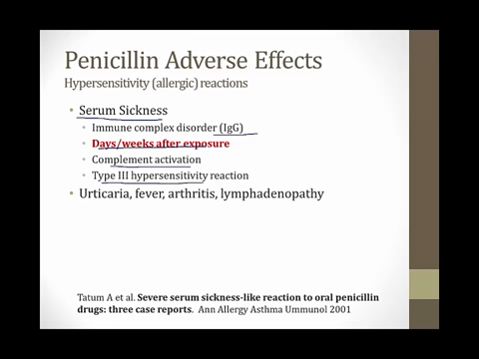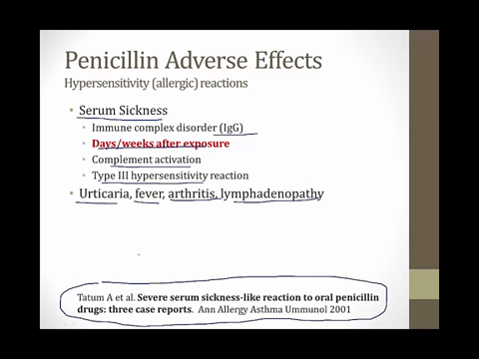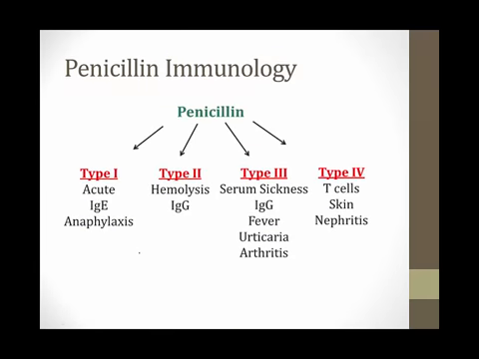So these circulating antibodies will deposit in lots of different tissues and cause diffuse symptoms. Urticaria can be seen, also fever, also arthritis, also lymphadenopathy. And I've listed a review article at the bottom of the screen if you want to read more about serum sickness in the setting of penicillin. So as we have seen in the last few slides, there is a lot of immunology associated with penicillin, and it is very high yield for you to know this for your boards.